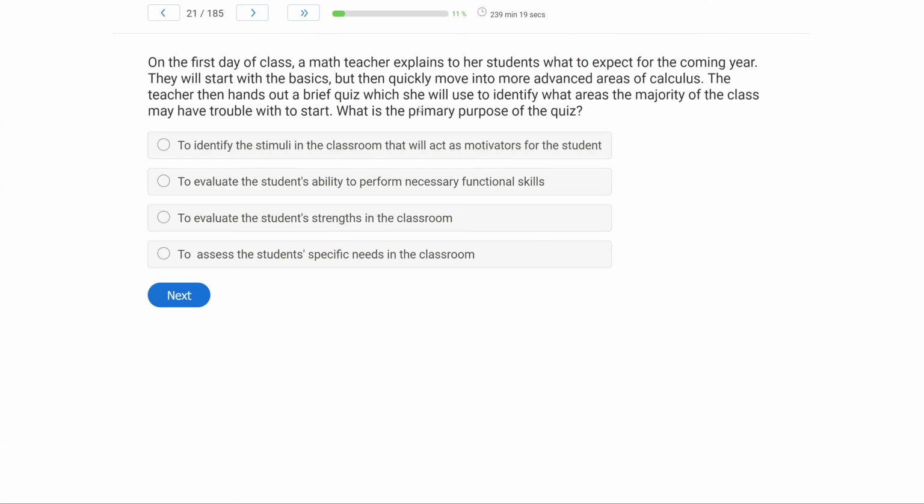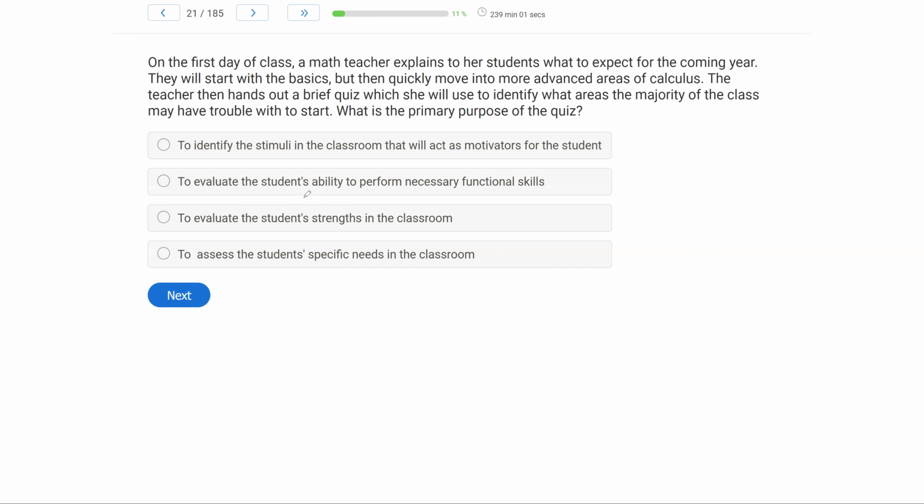On the first day of class, a math teacher explains to her students what to expect for the coming year. They will start with the basics, but then quickly move into more advanced areas of calculus. The teacher then hands out a brief quiz, which he will use to identify what areas the majority of the class may have trouble with to start. What is the primary purpose of the quiz?